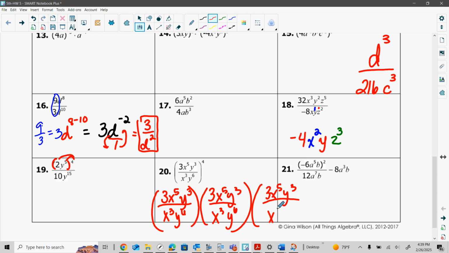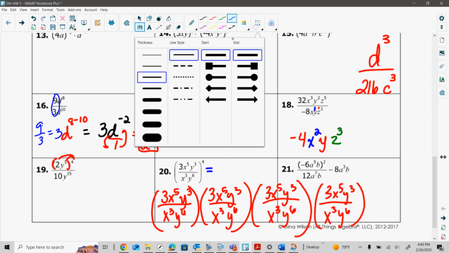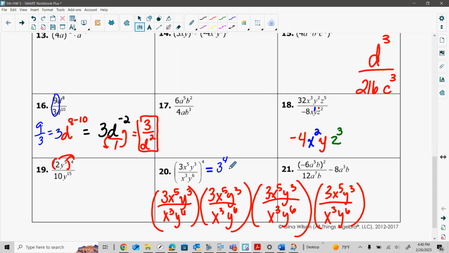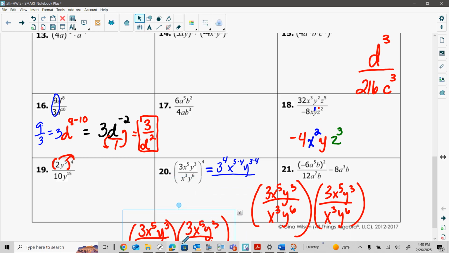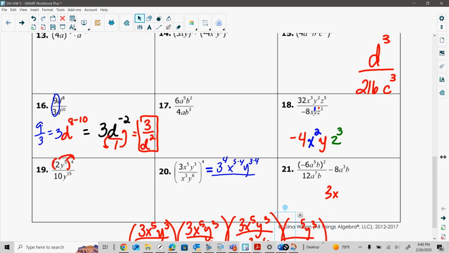This is why our exponent rules come in handy, because we don't have to write things over and over again. It becomes tedious and time consuming. So what we're going to do, instead of writing that 4 times, notice we're going to distribute that exponent of 4 to the top and to the bottom. So let me just rewrite this here. That means this is 3 to the 4th power, x to the 5th power times 4, y to the 3rd power times 4. That's all over x to the 3rd power times 4 and y to the 6th power times 4.